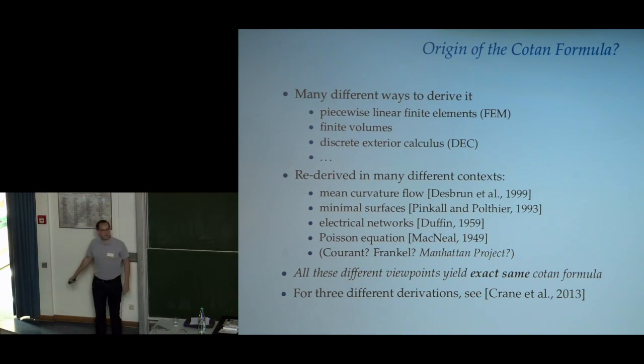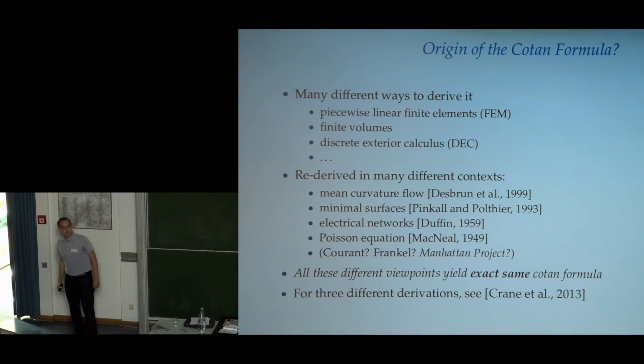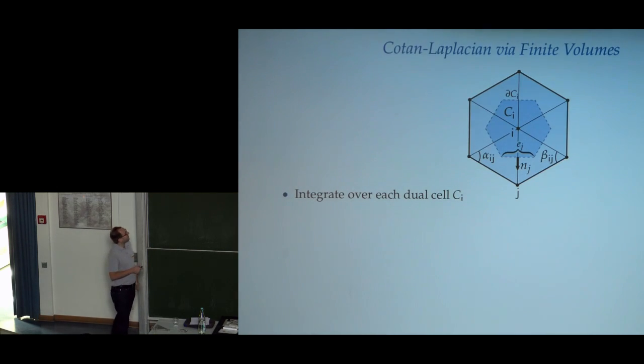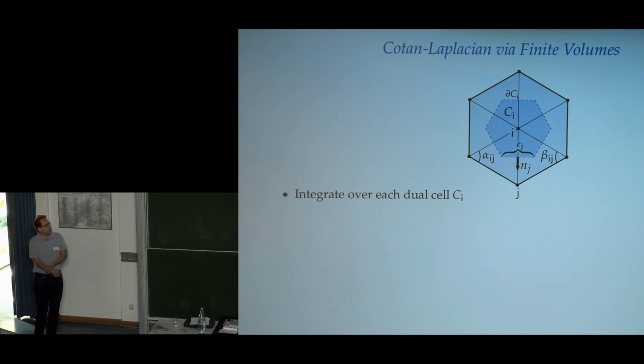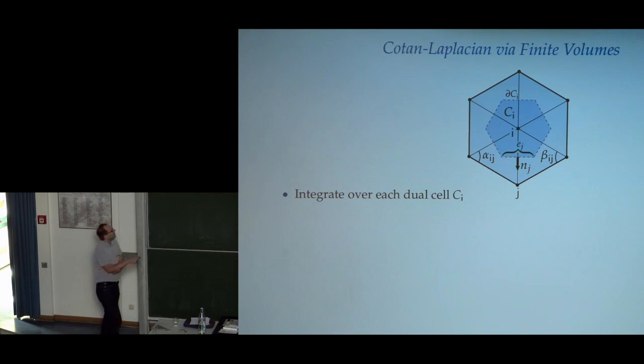So Keenan Crane is actually very passionate about tracking down the history of this thing. If you look at his thesis, he talks a lot about where the cotangent formula came from. He gives several different derivations of it. I'm just going to give you one. I feel like I can't give a lecture on the Laplacian without giving you at least one derivation for where this cotangent formula comes from.